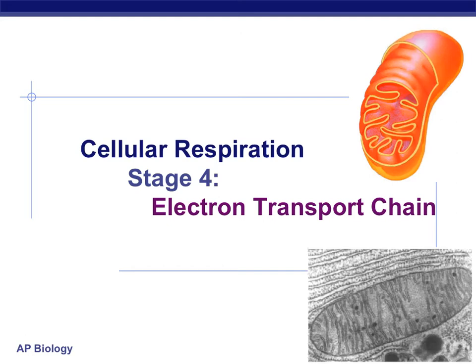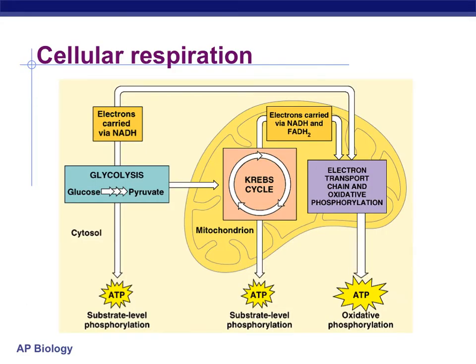In this screencast, we're going to talk about the fourth and final stage of cellular respiration called the Electron Transport Chain, or the ETC. So as a review of the cellular respiration process itself, we've already talked about glycolysis and the Krebs cycle and the oxidation of glucose to pyruvate and how two pyruvates in the presence of oxygen would actually enter the mitochondrion and enter the Krebs cycle.